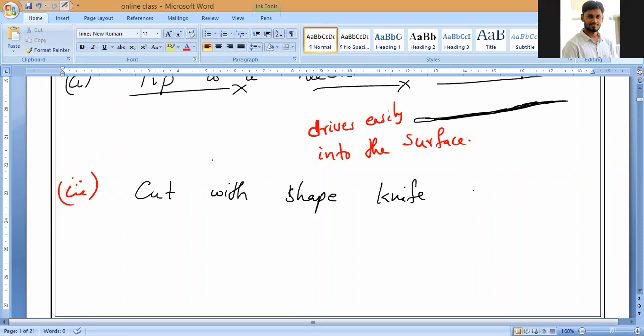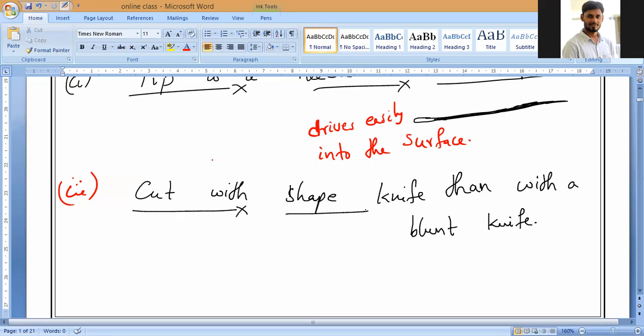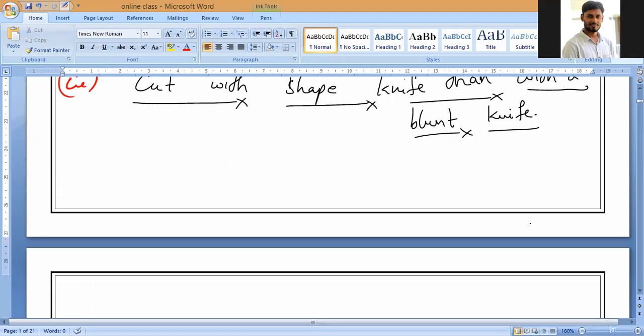Why, guys? Actually, what are we using a knife for? Cutting something. So is it easy to cut or very difficult to cut? If you are cutting something, tell me, it must be easy to cut or difficult to cut. Easy to cut, sir. Yes or no?